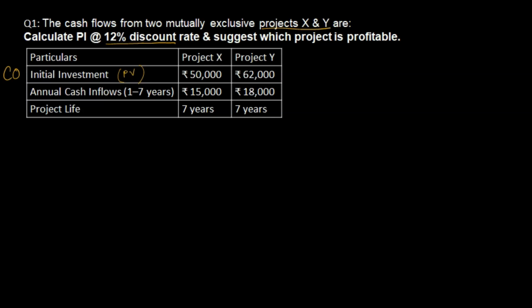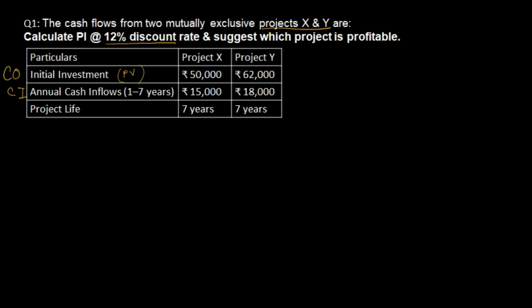And annual cash inflows are given for 1 to 7 years. It is the same: first, second, third, fourth, fifth, sixth, and all years it is 15,000 for project X and 18,000 for project Y. And project life, of course, is 7 years. We need only the present values of both inflows and outflows, and then find out the ratio, for both the projects. Then we have to suggest which one we should select if we have to select one out of these two.